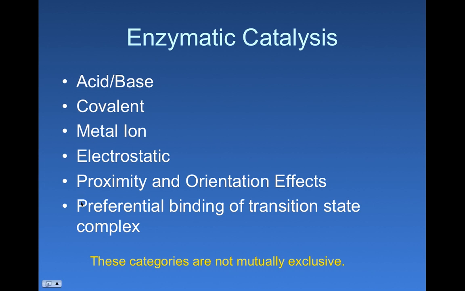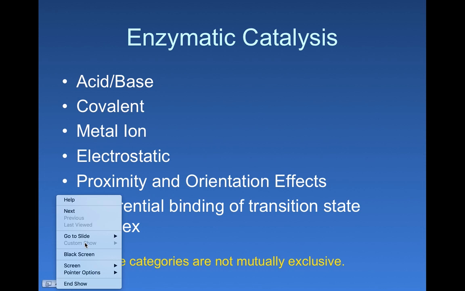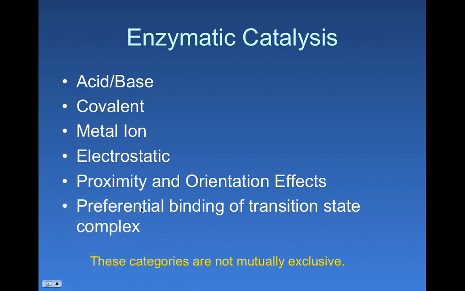Well, there's 6 basic categories, ways in which enzymes can catalyze reactions. They can provide acids or bases. They can make a covalent bond with their substrate that affects the energy of the transition state. Sometimes enzymes use metals such as zinc or magnesium or iron in order to provide some functionality that helps the reaction go forward. And then there's electrostatic interactions, proximity orientation effects, preferential binding of transition state complexes. We'll go through each of these and just explain them basically.